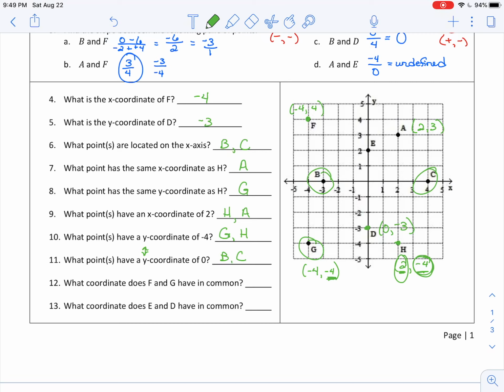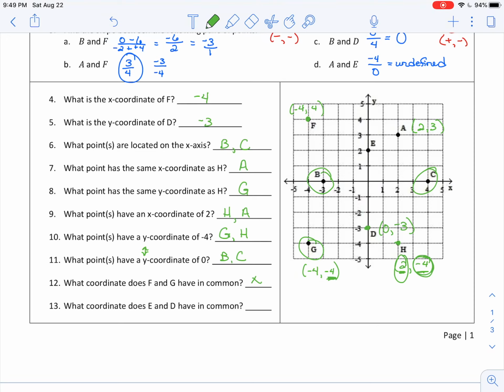So then, what coordinates do F and G have in common? So if we look for F, I already labeled it here, -4, 4. G is here, -4, -4. Now they have 4s all over the place, but they both start with the -4. So that -4 is the first coordinate, therefore I'm going to write the x-coordinate. It's not saying what number do they have in common, it's wanting which coordinate.